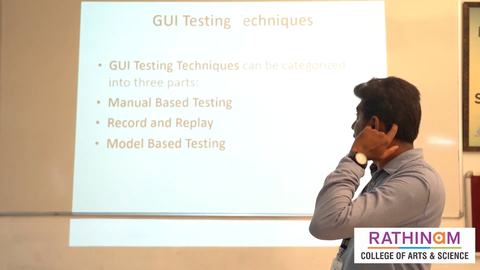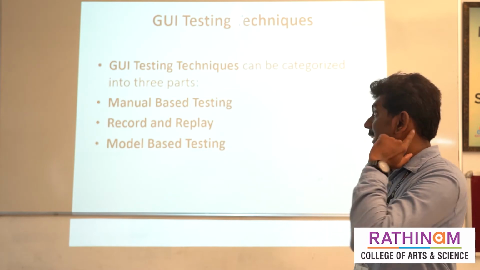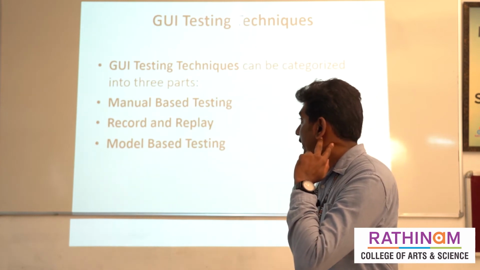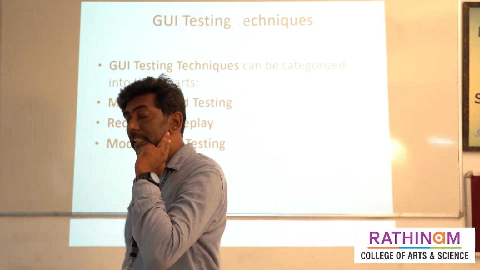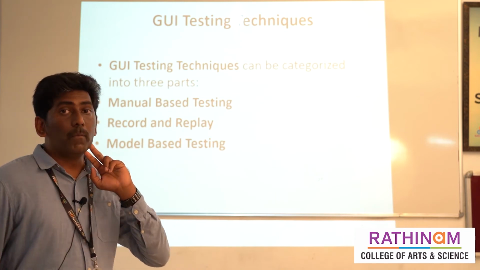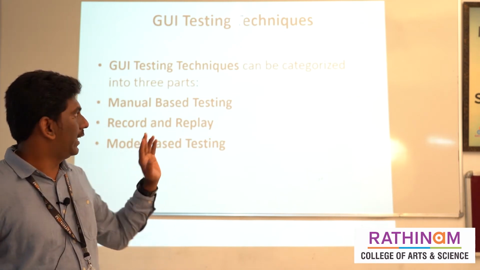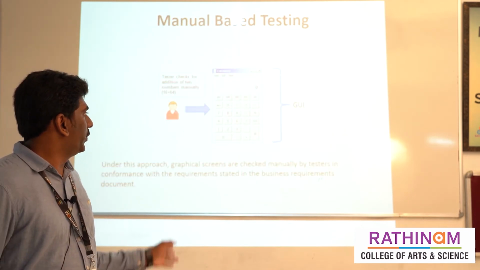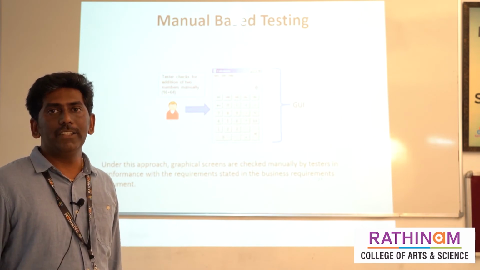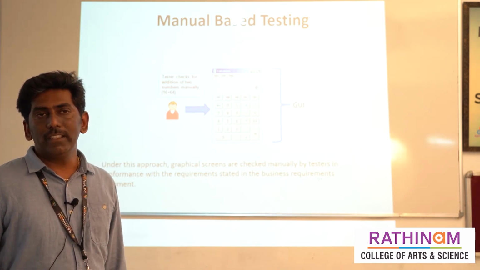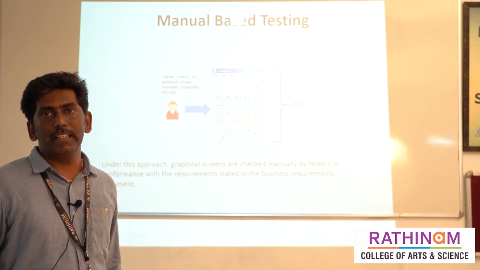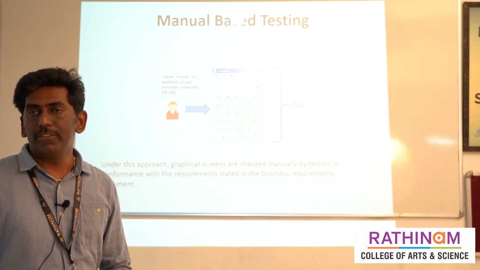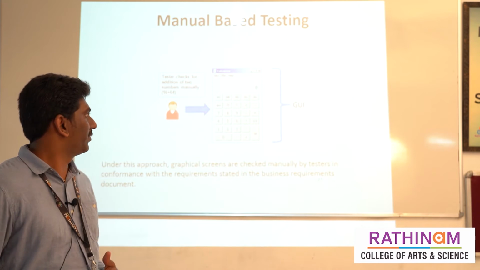There are a few techniques categorized under GUI testing. The first is manual based testing, the second is record and replay, and the third is model based testing. First, manual based testing: the tester checks manually, and after that an output comes, which is confirmed against the actual result.